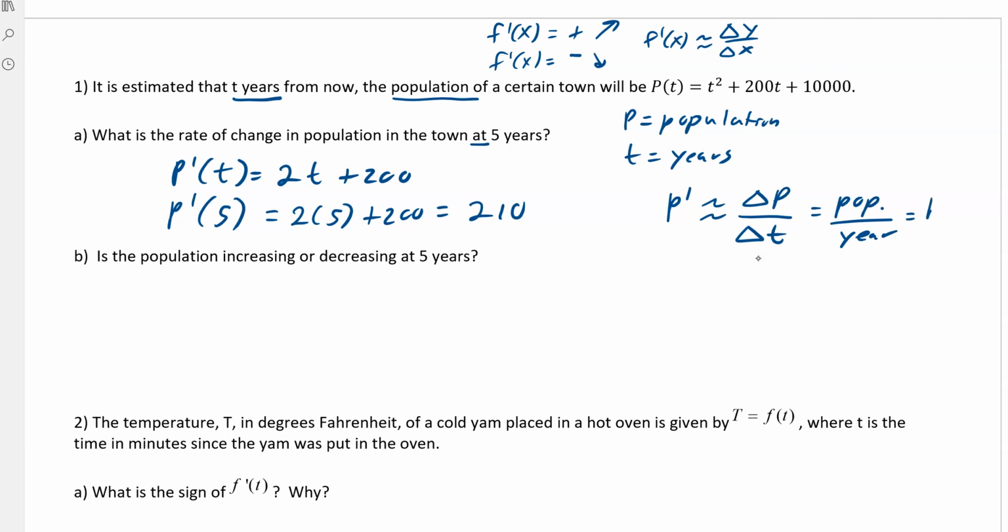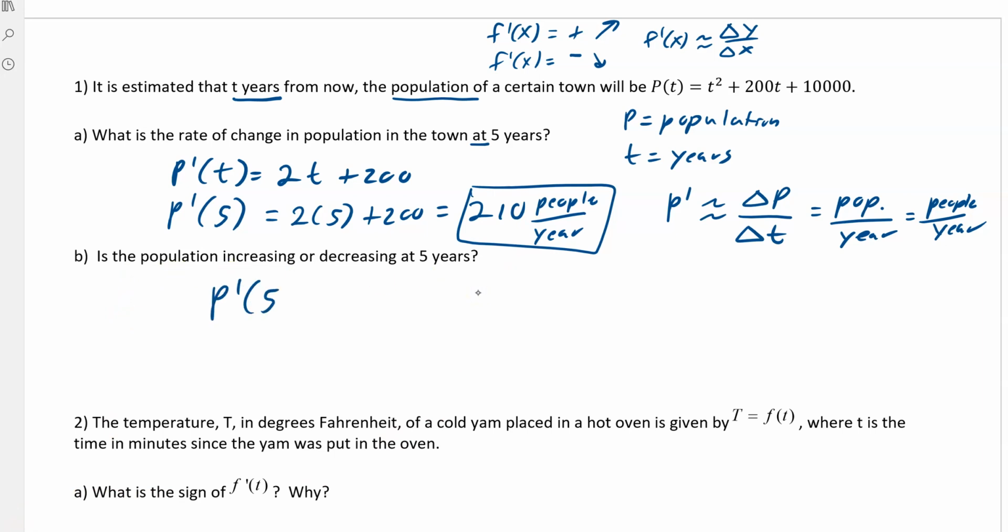And what we're talking about with population is people per year. If we put that on here, now we put people per year, it now gives us our rate of change. So at 5 years, we're expecting 210 people per year. To go from 5 years to 6 years, we would expect a 210 growth.